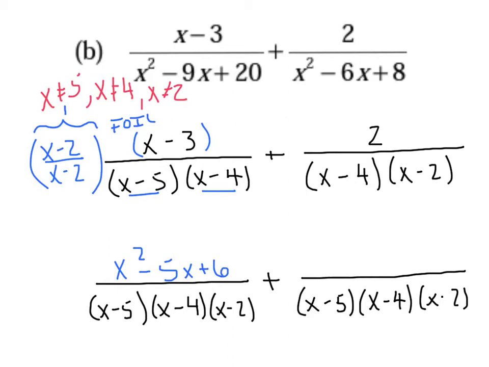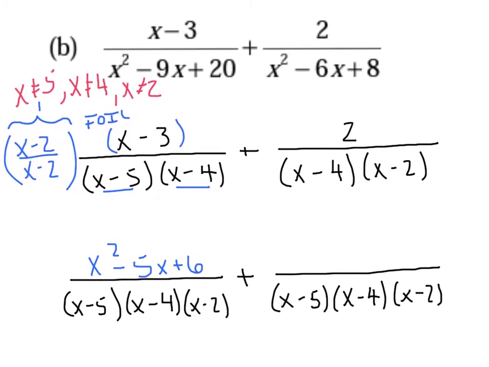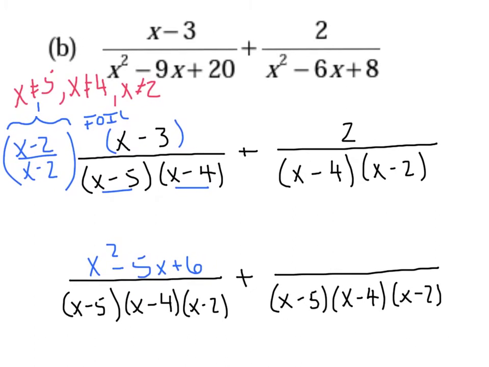The second fraction, what's he missing? Let's see if I can slide the screen over here a touch. I believe that he's missing the x minus 5. So I'm going to multiply the top and the bottom by x minus 5. Distribute your 2 and you'll end up with 2x minus 10.